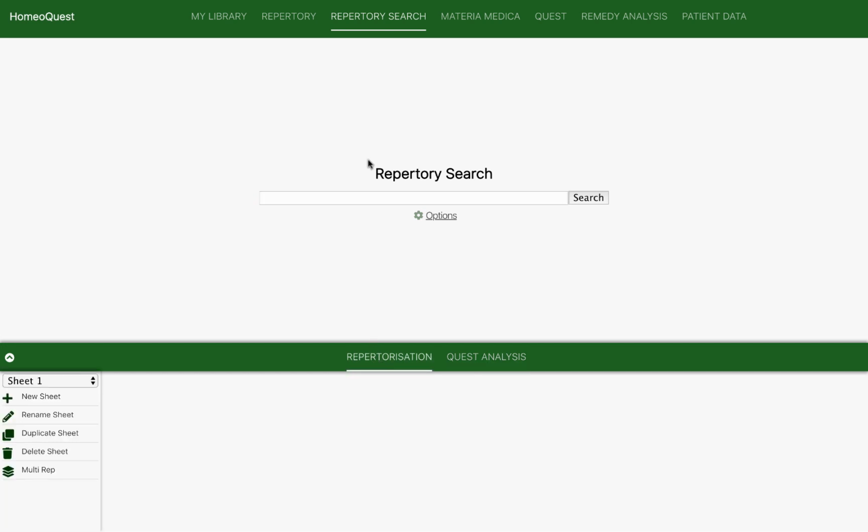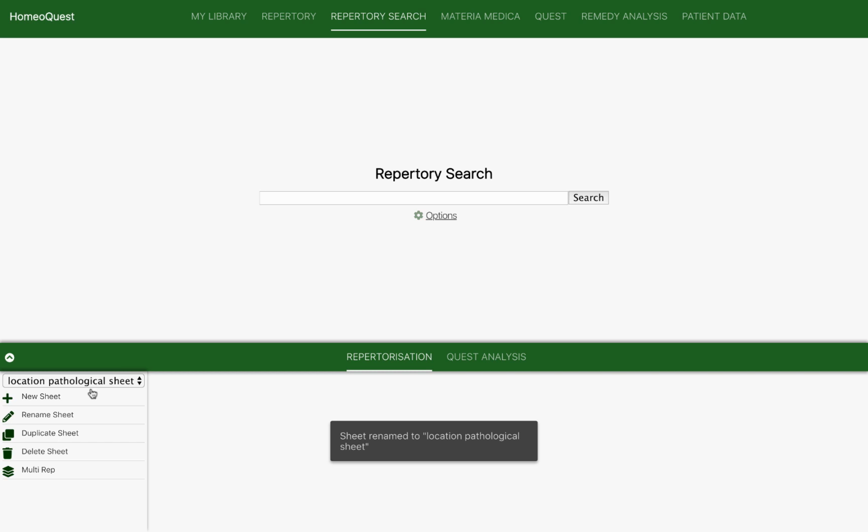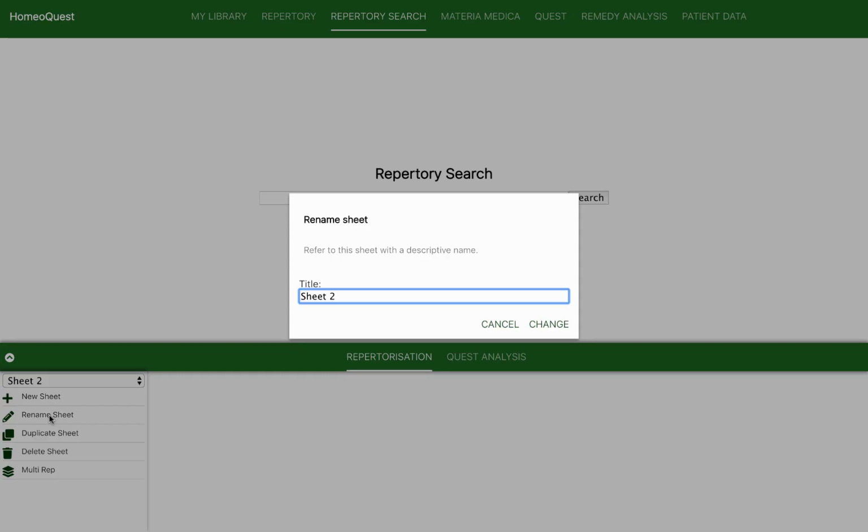So now I'm going to put different sheets for different types of rubrics. We're not going to dump everything in one, because that's how the repertorization process works. All right, the first sheet we're going to rename and call the location and the pathological. The second sheet we're going to call the sensation sheet.